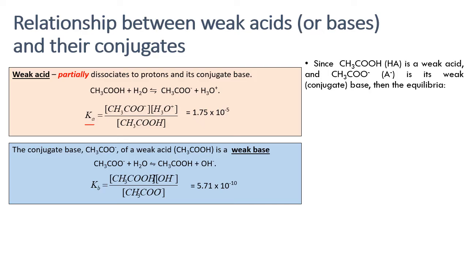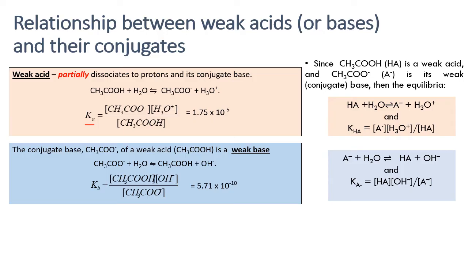Now, since acetic acid is a weak acid and its conjugate base is weak, we can think of the equilibria as looking like this. Your HA, your weak acid, plus water gives A minus plus hydronium ion. Similar to what we did on the left, the acid dissociation constant is expressed there. And for the weak base, we can also express its base dissociation constant as the concentration of HA times the concentration of hydroxide ions divided by the concentration of the base.